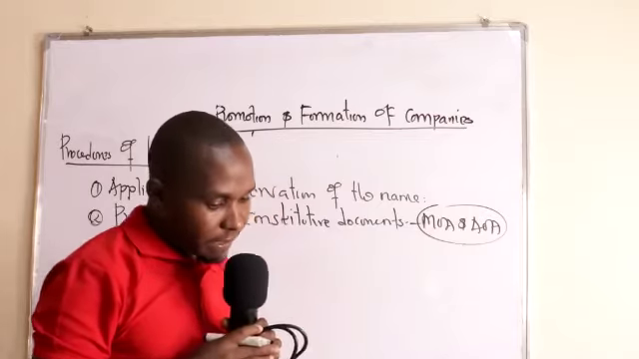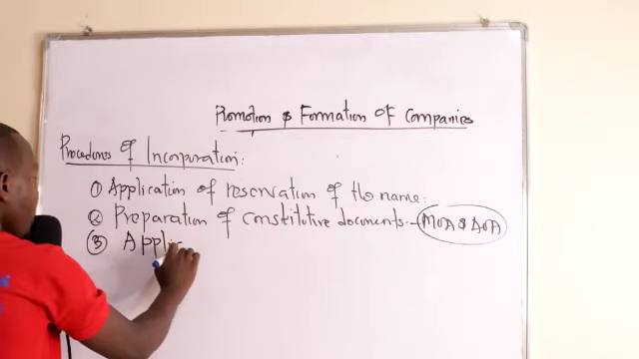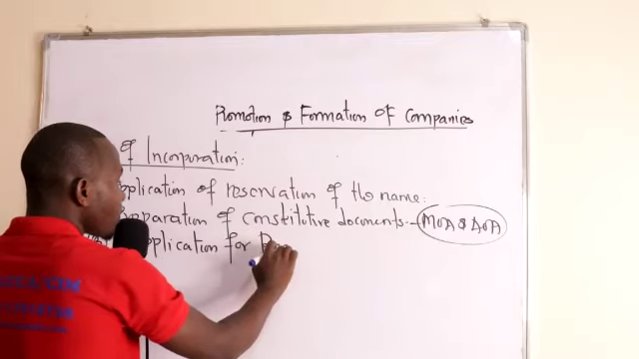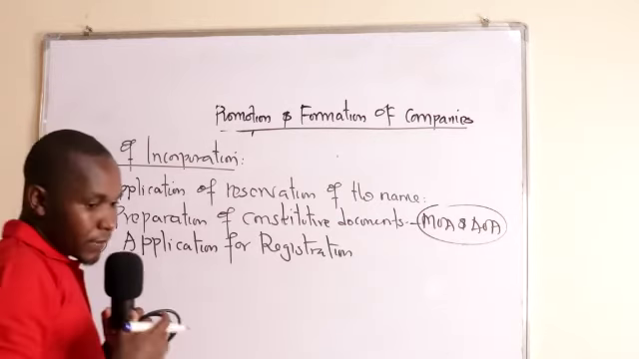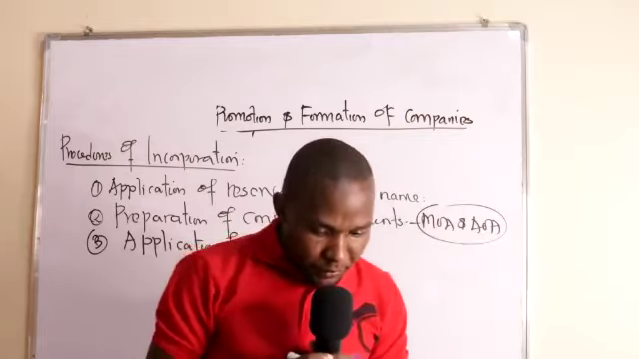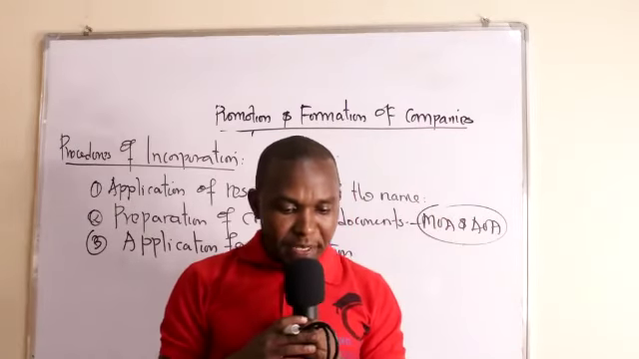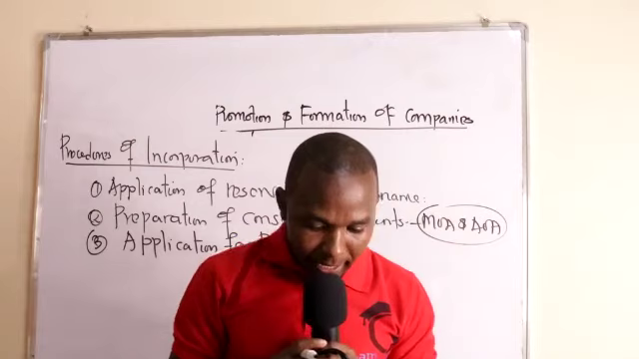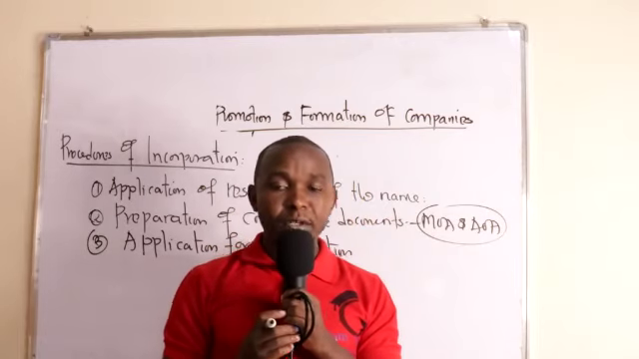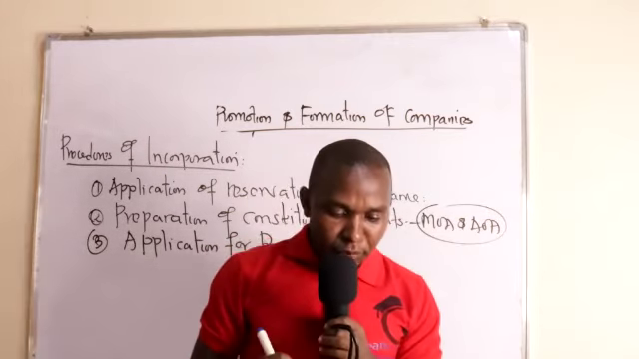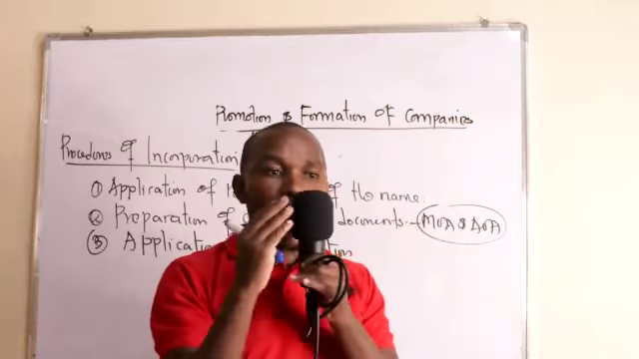So after that, now application for registration. You submit now to the register of companies. The promoter must launch an application to the register of companies. The application must be accompanied by the memorandum of association and articles of association, together with the following documents. You must also submit the statement of nominal capital. That statement of nominal capital shows how much shares you own.